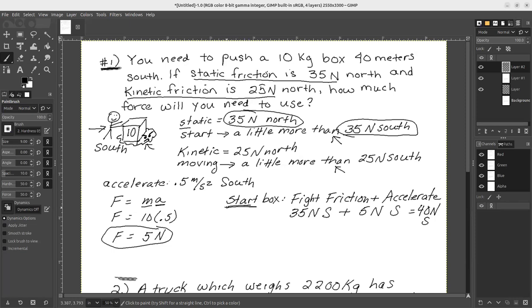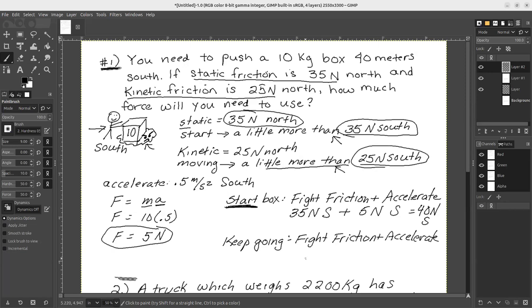Remember, the static friction opposes the start of the box. And then to keep it going, we're still going to have to fight that friction and accelerate it. It's going to take both. So to fight the friction now, we just need a little more than 25 newtons south. So to fight the friction will be 25 newtons south. And then to accelerate it is still going to take our 5 newtons from right here, 5 newtons south. So to keep it going is going to take 30 newtons south.